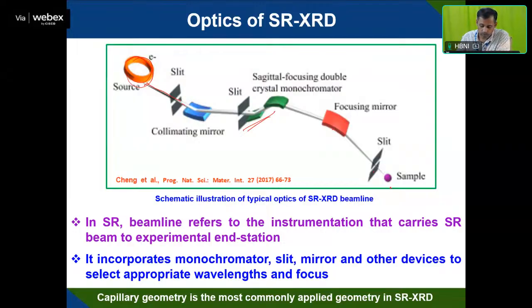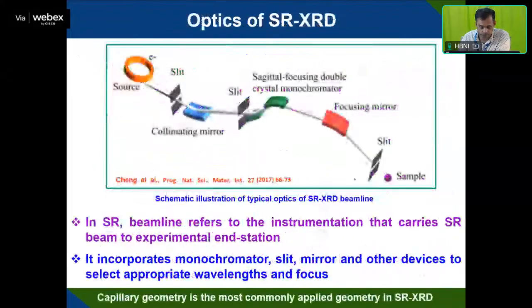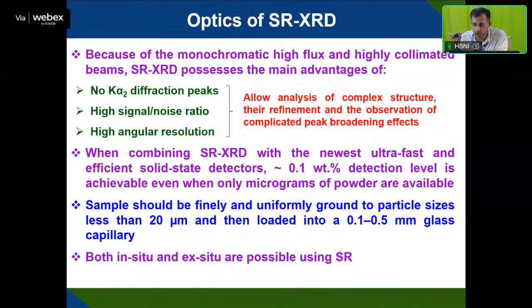Here, the synchrotron XRD beam line refers to the instrumentation that carries the synchrotron beam to the experimental end station. So this whole thing is the beam line structure. The X-ray will be generated here, and once generated, goes to the sample, so you'll be able to get the whole structure. And various focusing mirrors and similar components can be used to produce a highly collimated beam.